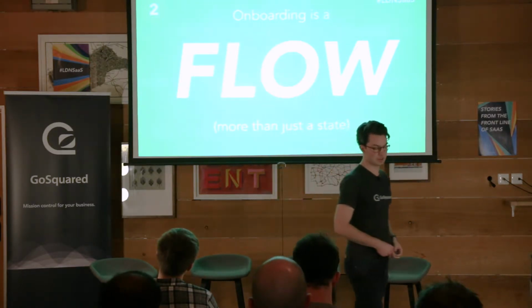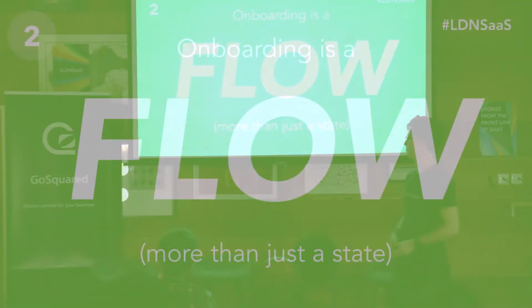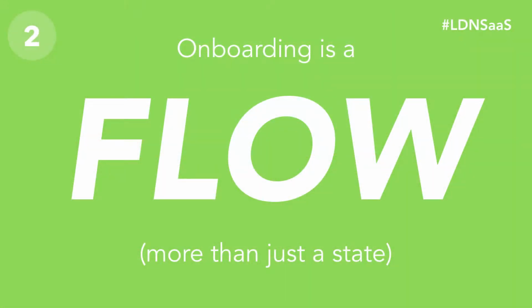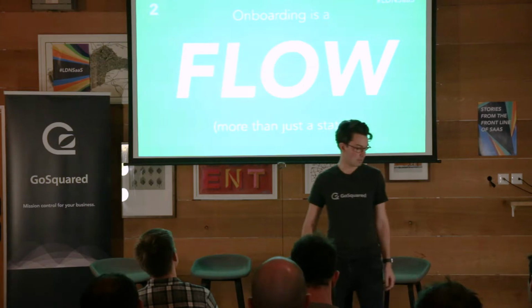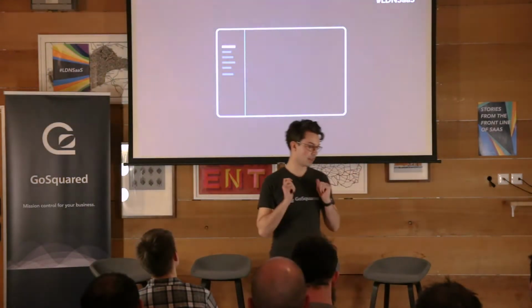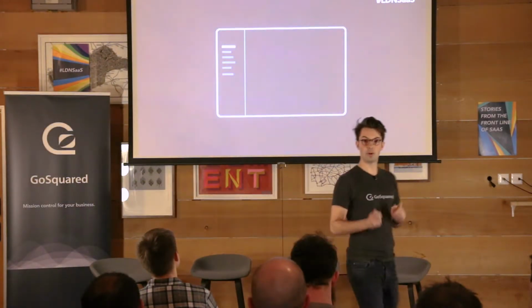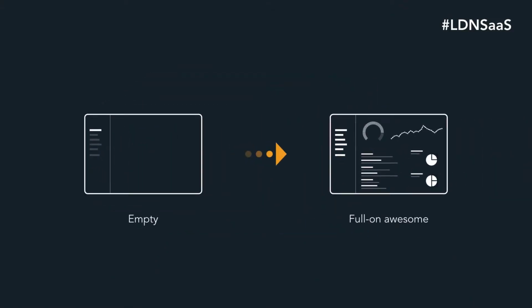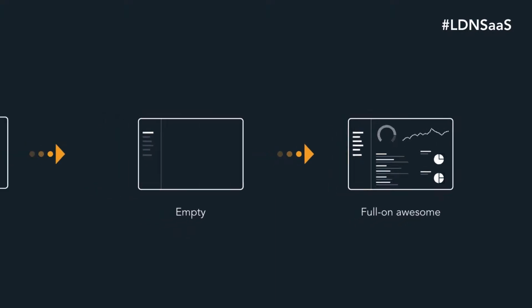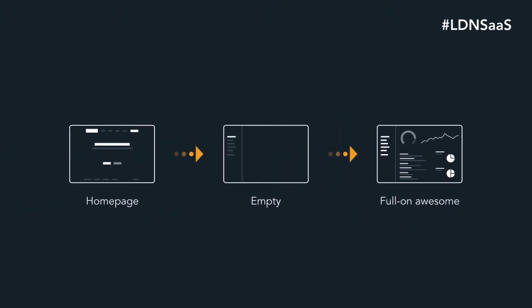Point 2 was to think about onboarding not just as states, but as a flow, as a series of states, as a series of screens. We've got the empty state, but what is the process? What is the transition from that empty state to the awesome state? And also, what is the process to get to that empty state in the first place?